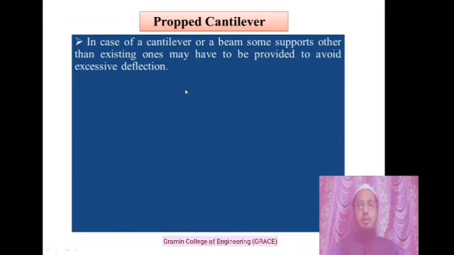Now let's continue the discussion on the propped cantilever. In the case of a propped cantilever, as we discussed, some supports other than the existing ones may have to be provided to avoid excessive deflection. What will happen after adding the extra support at the free end? The excessive deflection will be avoided to some extent, and this additional support is known as a prop. Now you can understand what is meant by a prop. I hope you can define this propped cantilever and what is meant by prop support.